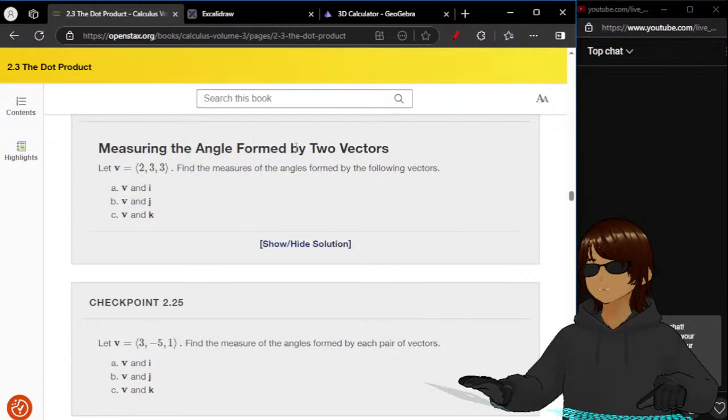Measuring the angle formed by two vectors. Let V be 2, 3, 3. Find the measure of angles formed by the following vectors, V and I.